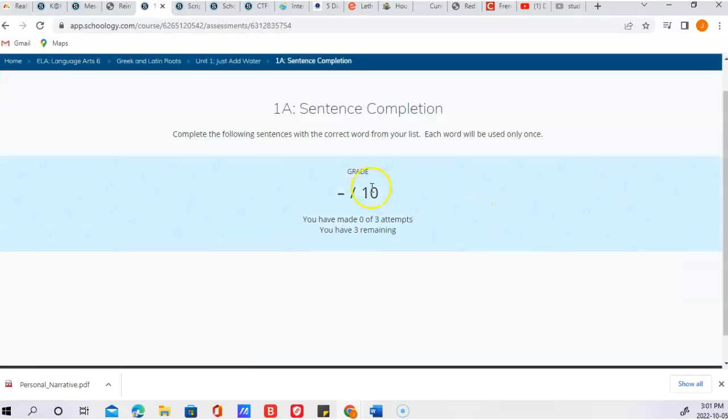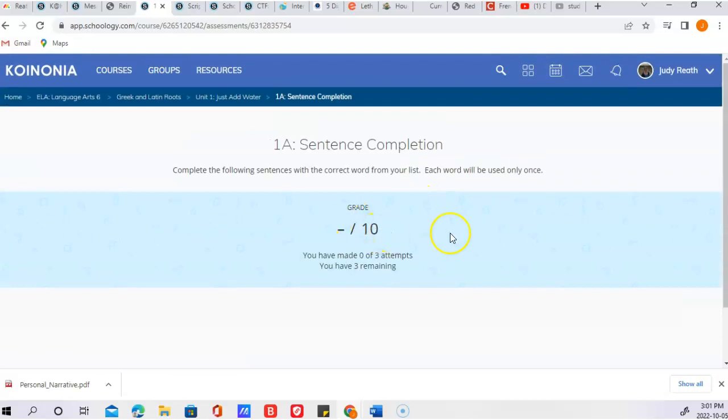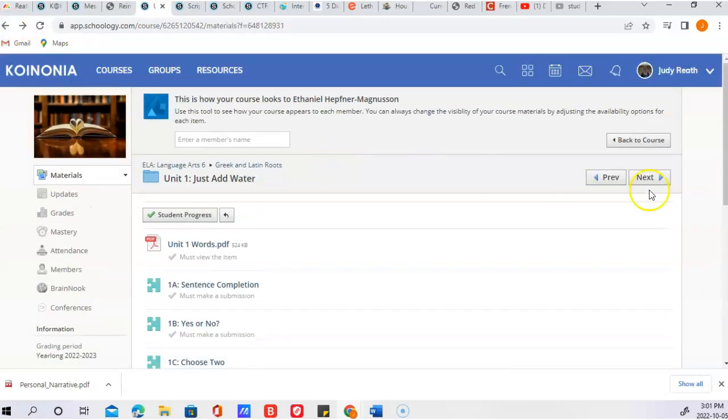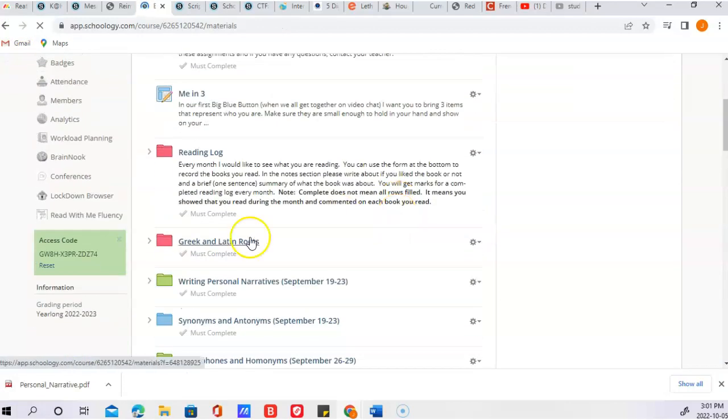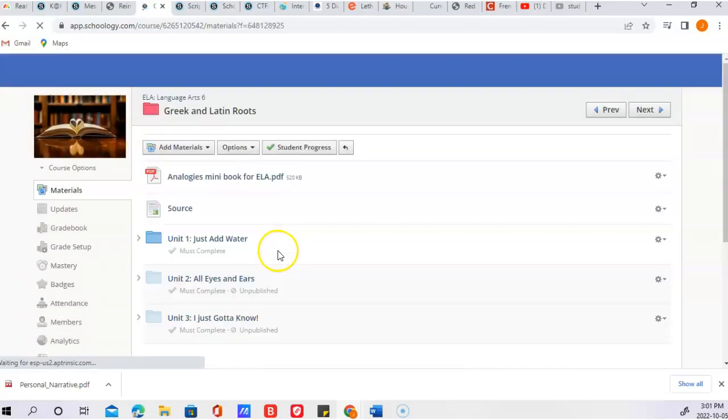1A is your sentence completion. So you click on that. Oh yeah, I can't see exactly what the assignments are, so let me go back again. Sorry guys. Let me go back to course. I thought this might be a quicker and cleaner way to do it, but there just is no clean way to do it.